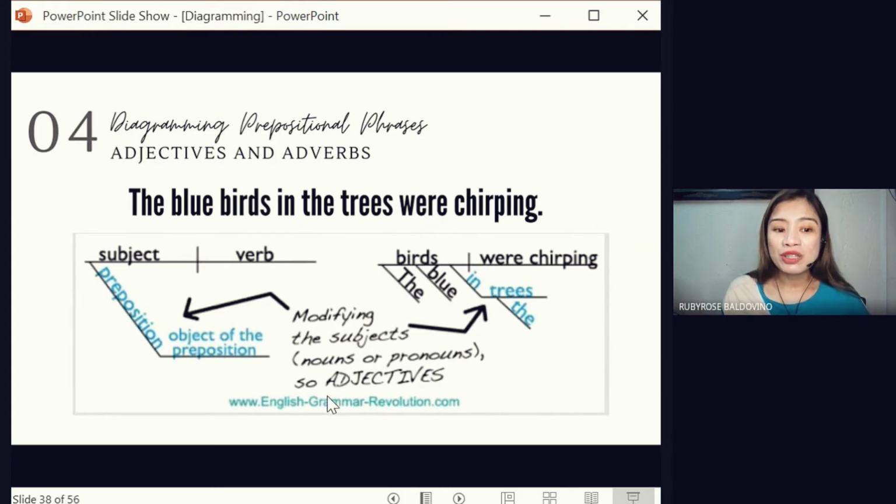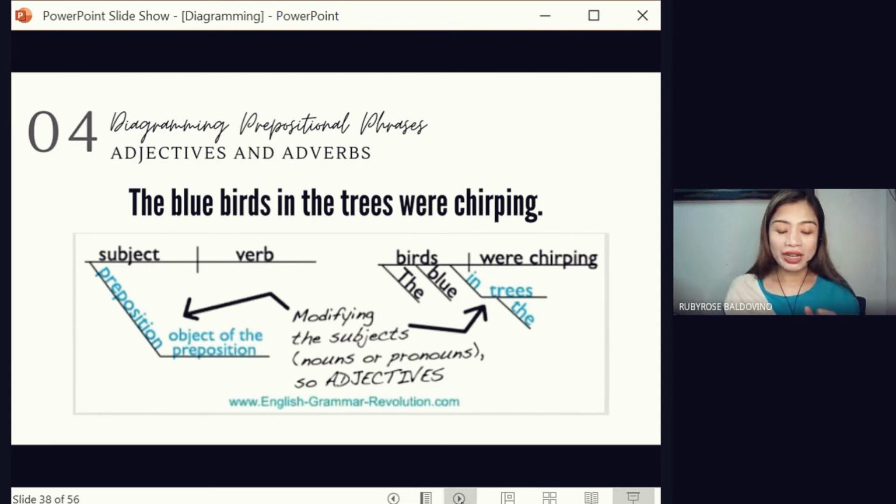Okay. So our prepositional phrase here is in the trees. And our preposition here is, that's correct, in, right? So we have to extend another slanted line and place the preposition in. And then we have to make another horizontal line and place the noun. Our noun is trees. And then underneath the noun, trees, we have to place the article the.